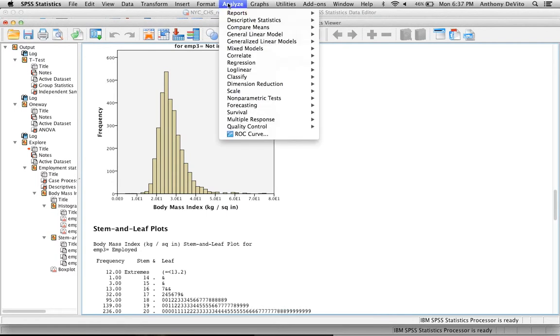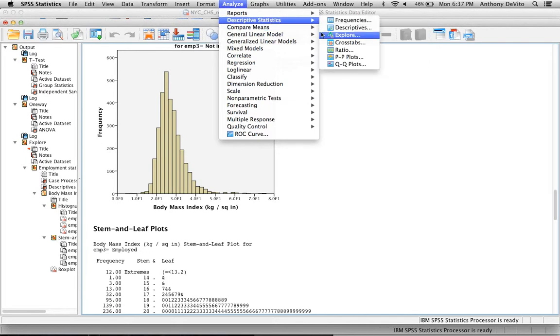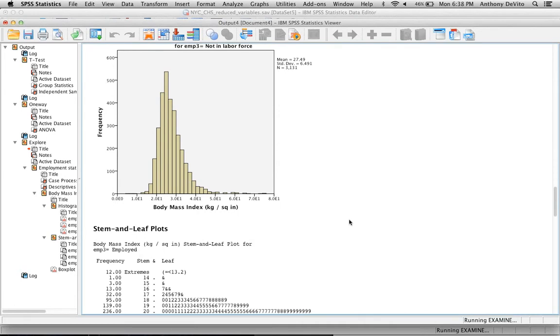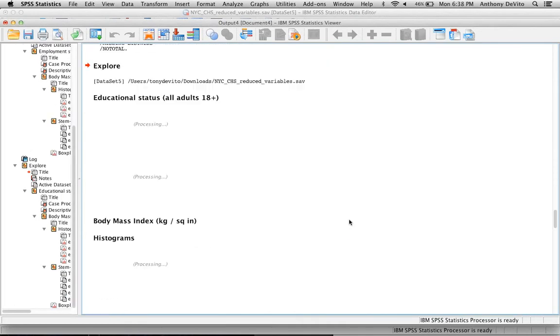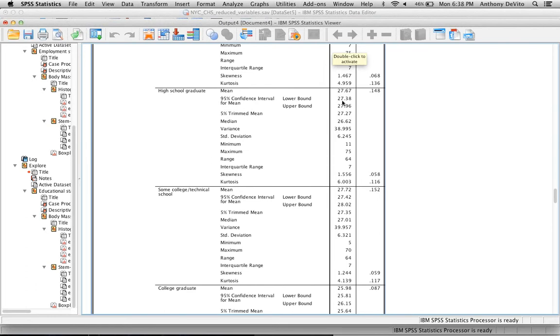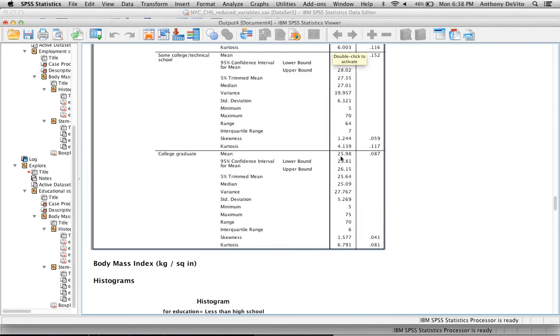Let me go back and do what I meant to, which was compare means, descriptive statistics, explore. I didn't mean to do employment status. I meant to do educational status. Click OK. Okay, here we come with educational status. Less than high school, 28. High school, 27. College, 27. College graduates are the skinniest in the bunch, 25.98.